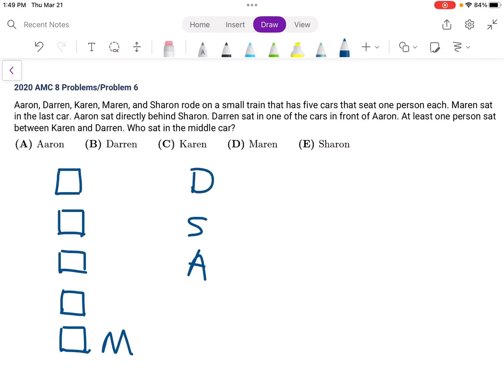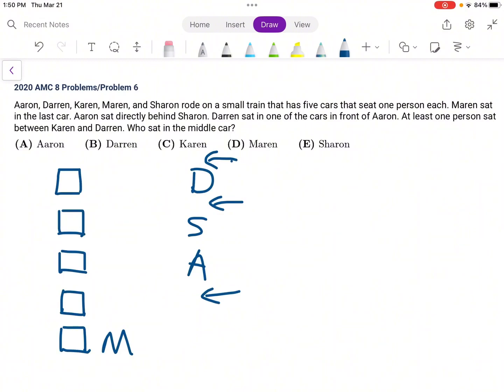Now, only Karen is left, and there is at least one person between Karen and Darren. So, the only places Karen can sit is either before Darren or after Aaron. And either she sits before Darren or after.